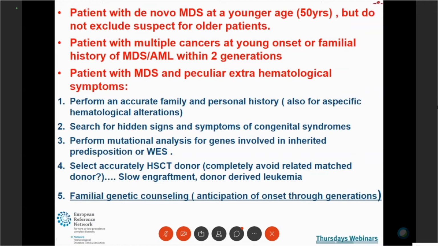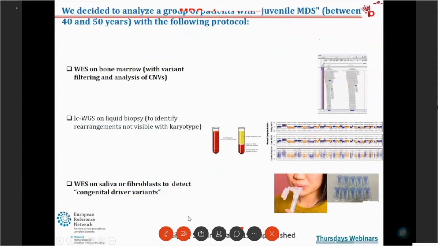We should perform mutational analysis for genes involved in inherited predisposition, or even better, the whole exome sequencing. This is particularly important if the patient is planned for a stem cell transplant, because the familiar donor should be very well evaluated. And of course, all these studies do prelude to a familiar genetic counseling that is extremely important.